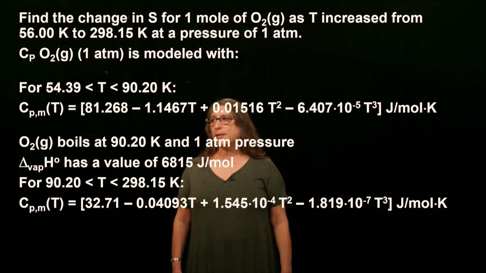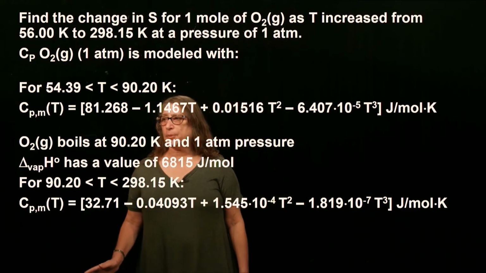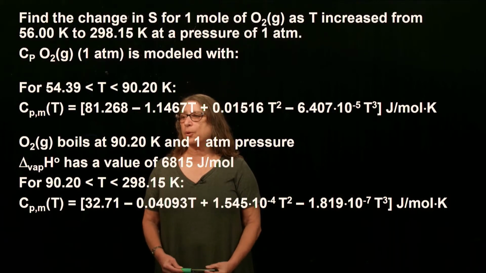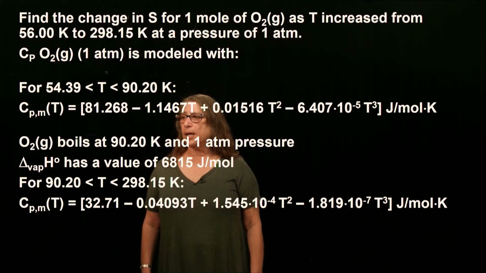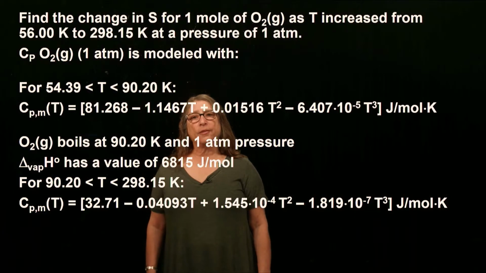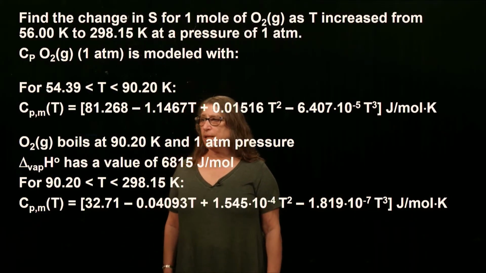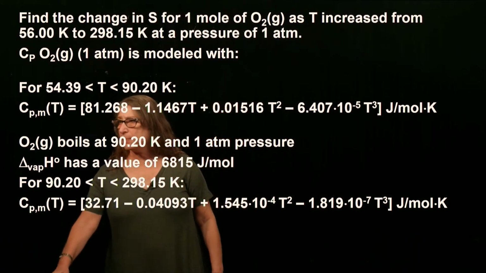And it tells us that the heat capacity of oxygen at 1 atmosphere is modeled in 2 different temperature ranges, and that it boils at 90.20 Kelvin in 1 atmosphere, and what the enthalpy of vaporization is. This requires us to break down this information and do it 1 part at a time.